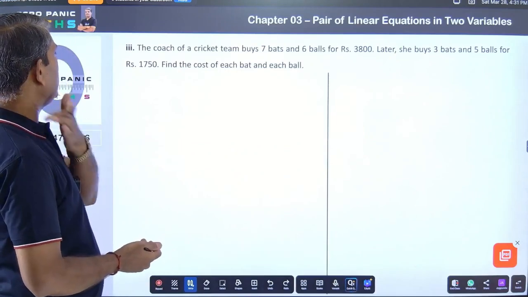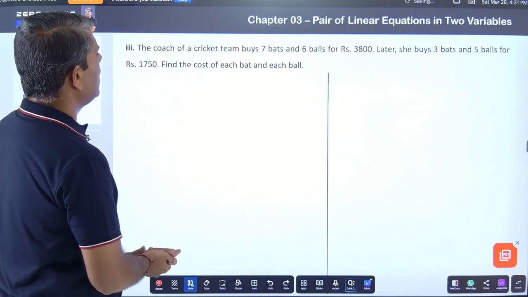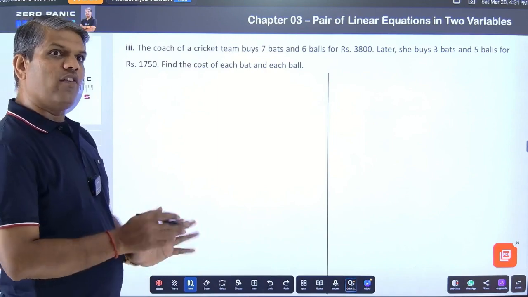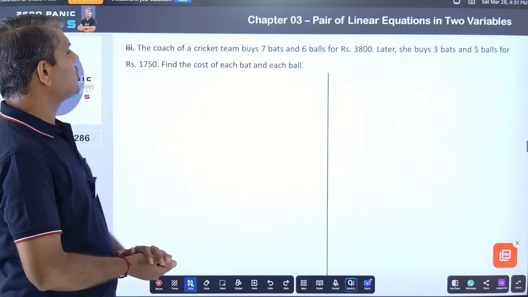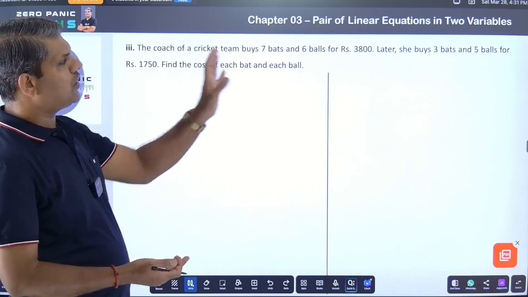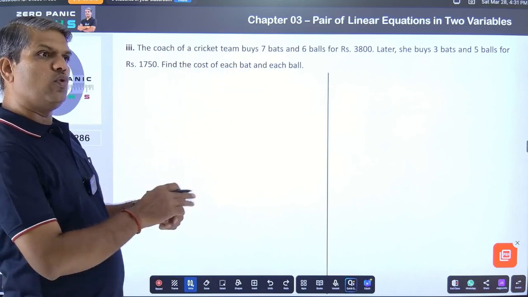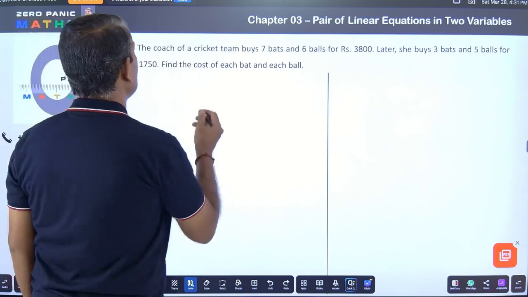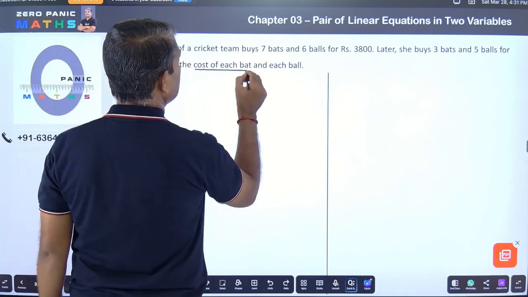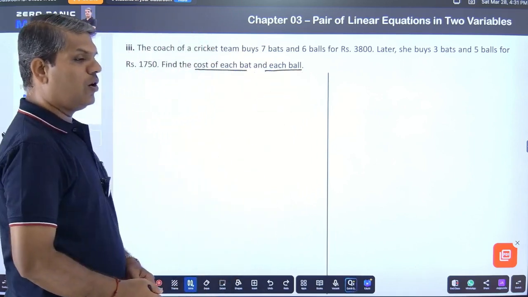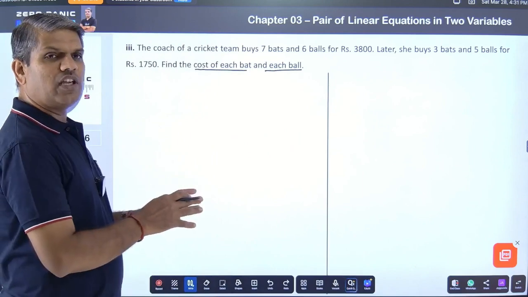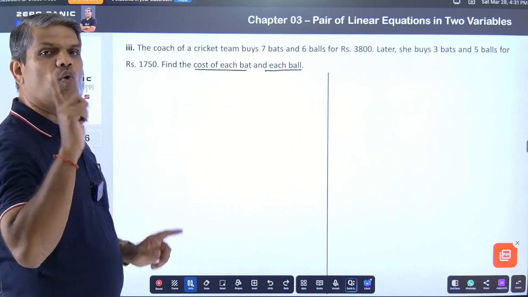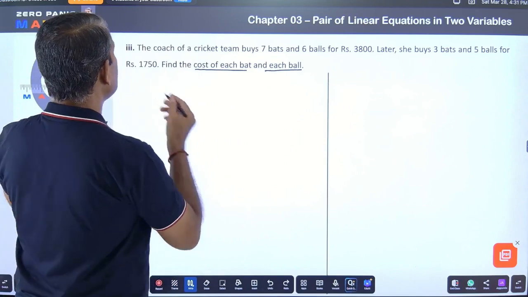Now the third question is based on cricket. As I have already explained in some of the previous sessions, whenever a descriptive question is given, first you go to the last part and see what is asked. What is asked here? Find the cost of each bat and each ball. So here we need to find out the cost of one bat and the cost of one ball.